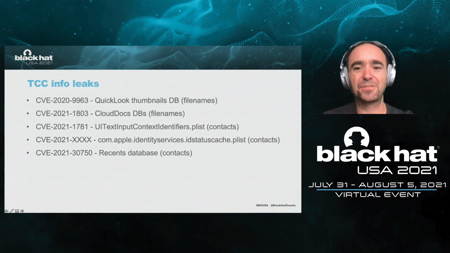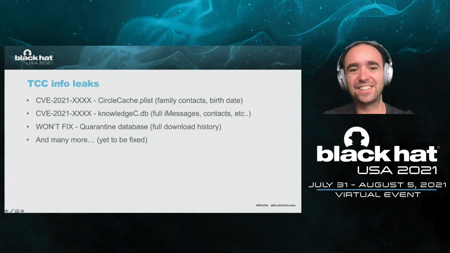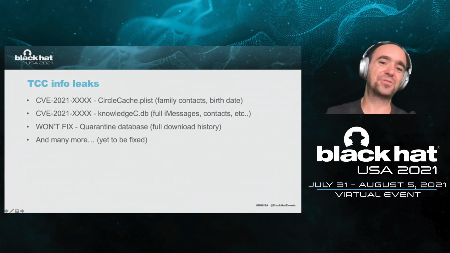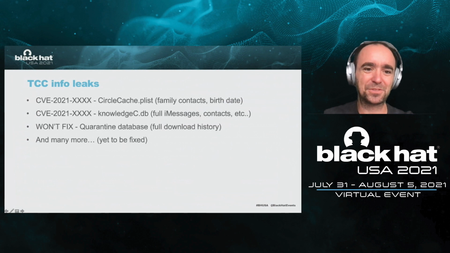In some cases, I found contact information with phone numbers and email addresses. In some cases, it was family contacts with their birth dates. And probably the Knowledge C database was the most fruitful because it contained full iMessages, contact information, and so on. Interestingly, the quarantine database, which contained the full download history going back a really long time, Apple didn't consider private info, so they said it won't be fixed. Although it can still reveal quite a bit of information, like what sites you visited, downloaded from, and so on. And these are the ones that were fixed, but there are more to come in the upcoming months.